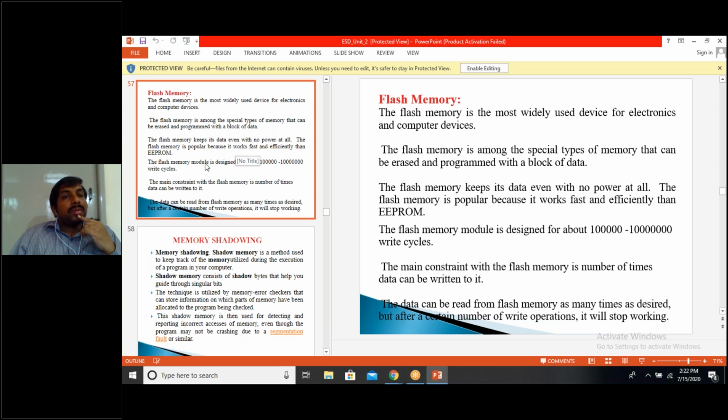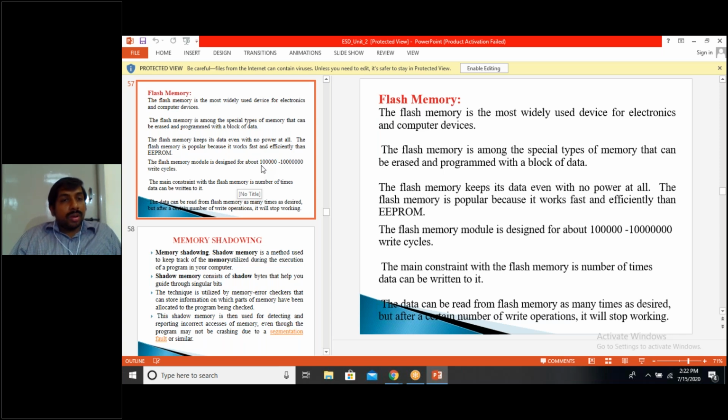Flash memory is widely used among your electronics and computer devices. This is a special type of memory where data can be erased and programmed with a block of data. It keeps the data even when there is no power. It works more efficiently compared to EEPROM.